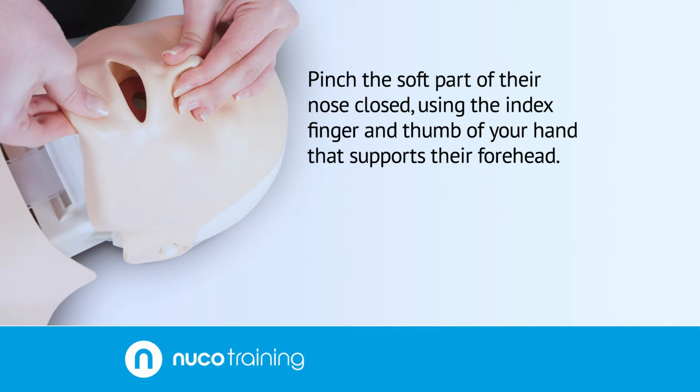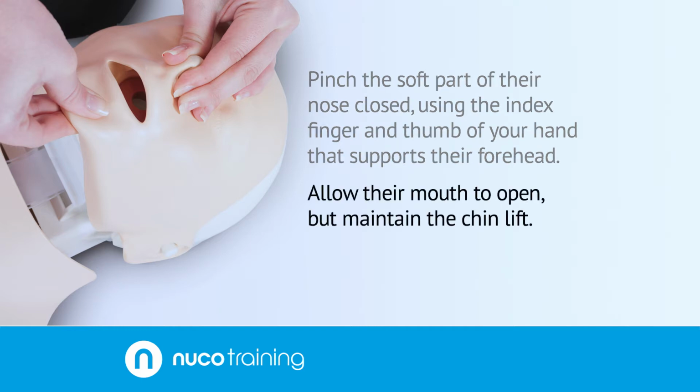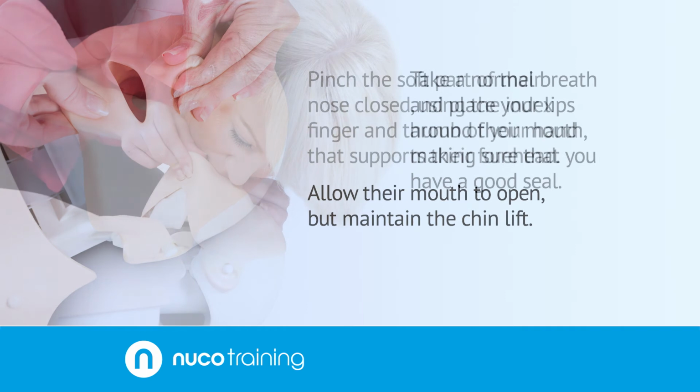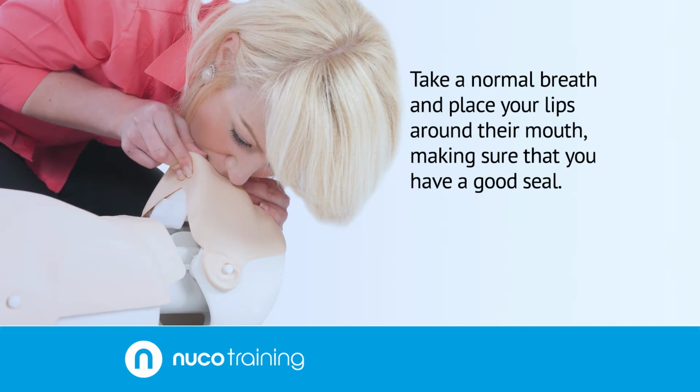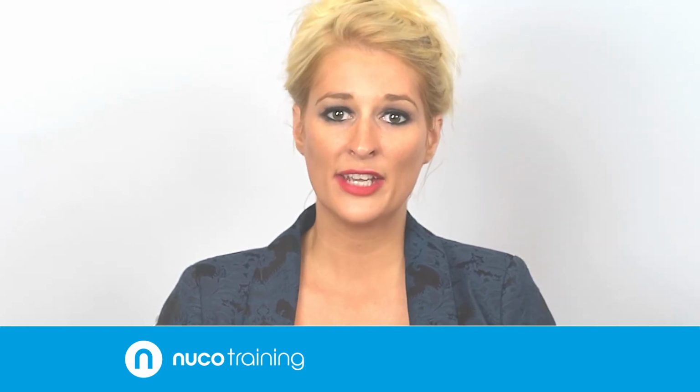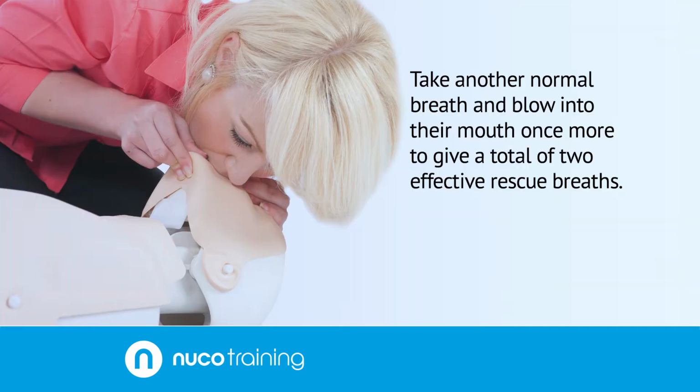Pinch the soft part of their nose closed, using the index finger and thumb of your hand that supports their forehead. Allow their mouth to open, but maintain the chin lift. Take a normal breath and place your lips around their mouth, making sure that you have a good seal. Blow steadily into their mouth whilst watching for their chest to rise. Maintaining head tilt and chin lift, take your mouth away from theirs and watch for their chest to fall. Take another normal breath and blow into their mouth once more to give a total of 2 effective rescue breaths.